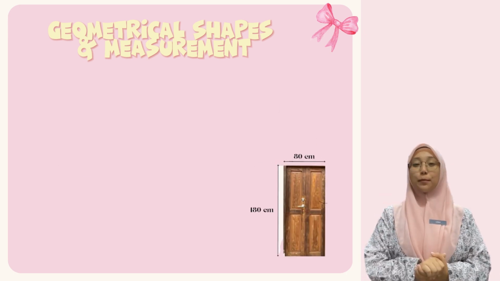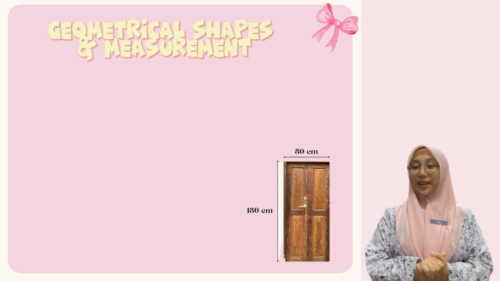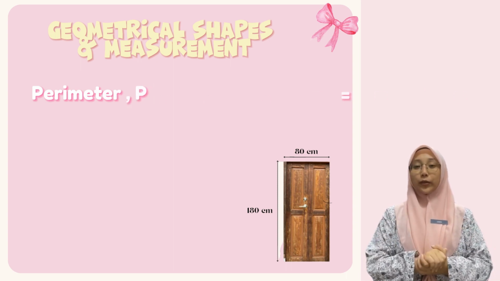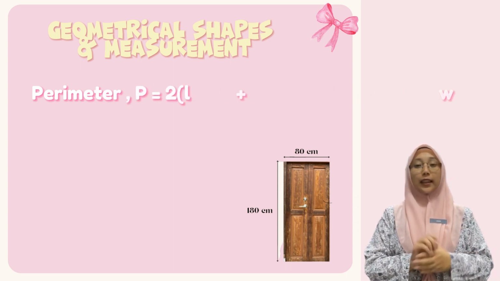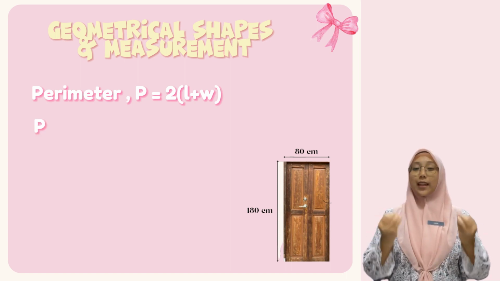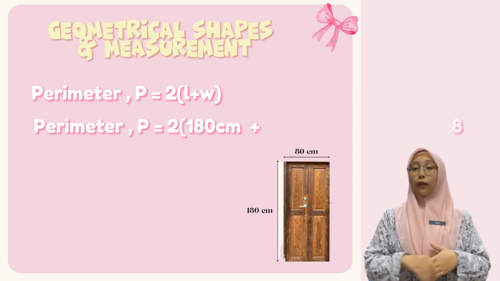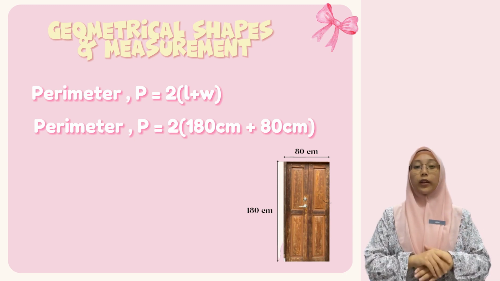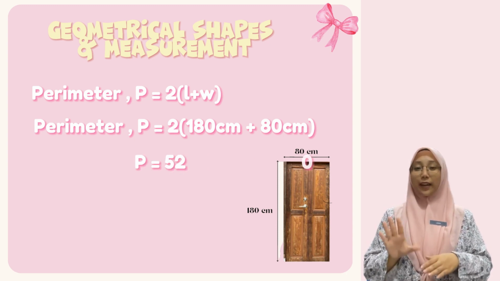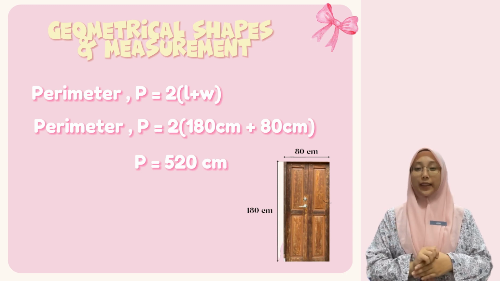Firstly, we can measure the perimeter by using the formula of perimeter, which is P equal to 2 times the sum of length and width. And then, after we substitute the value of the length and width, we got the final answer for the perimeter is equal to 520 cm.